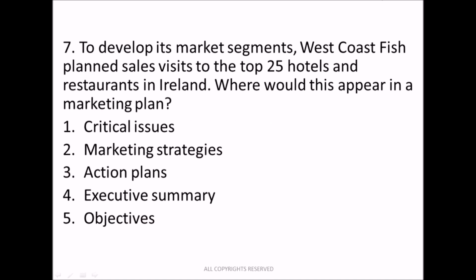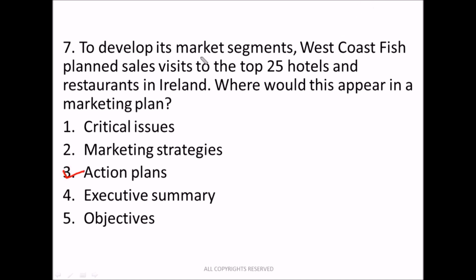Seventh question: to develop its market segments, West Coast Fish planned sales visits to the top 25 hotels and restaurants in Ireland. Where would this appear in the marketing plan? Critical issues, marketing strategies, action plans, executive summary, objectives. Correct answer is action plan.